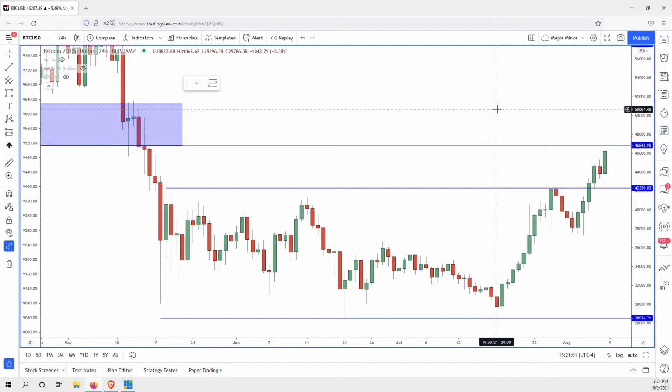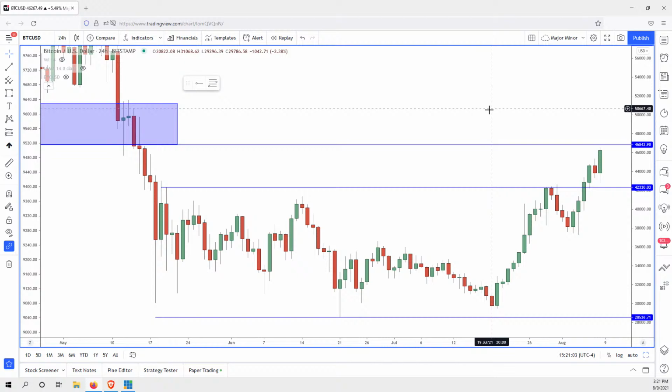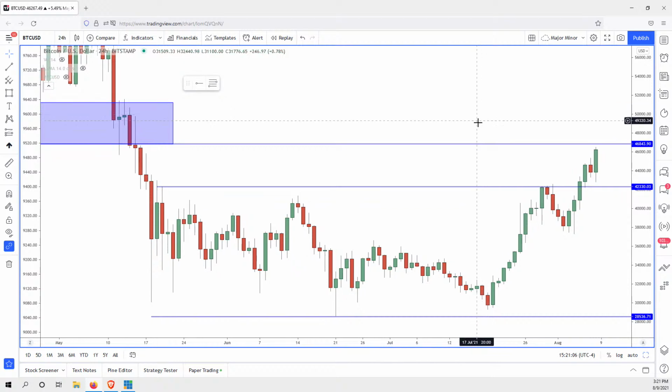So what I want to see, right? People are asking, so when would you get into Bitcoin? What's the story with Bitcoin? Well, what's the support is the question, and that's what I wrote about in TradingView yesterday. What is the support? It's 41, 42K.